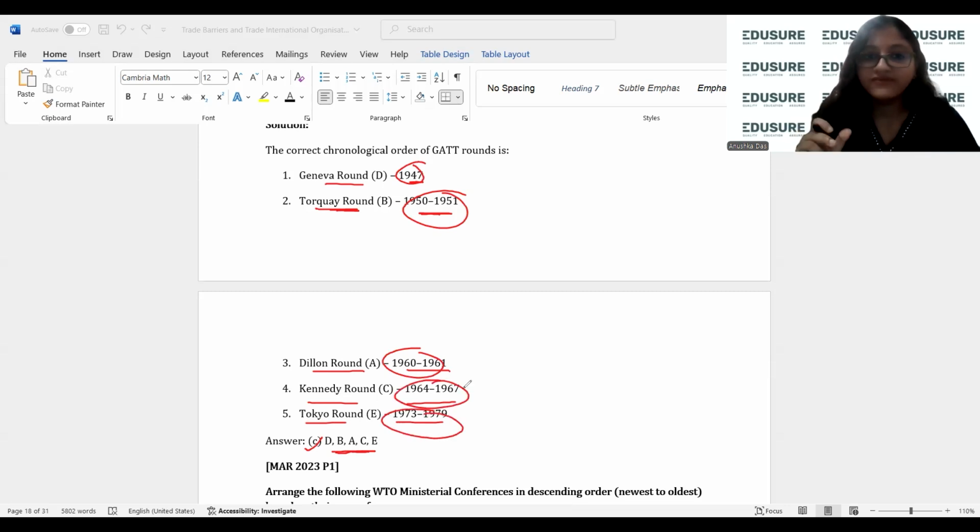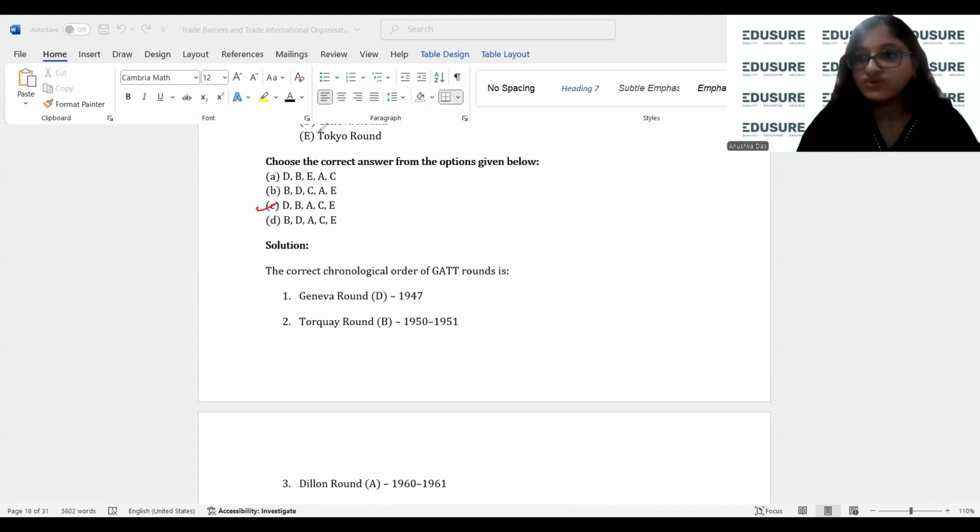Right? So if you don't remember the actual year, at least remember in which decade, 1950s or 60s or 70s, like that. If you remember that much, then you can also solve the sequencing kind of questions. So for this question, C will be the right answer. This is the June 2024 paper. Then see the next question.